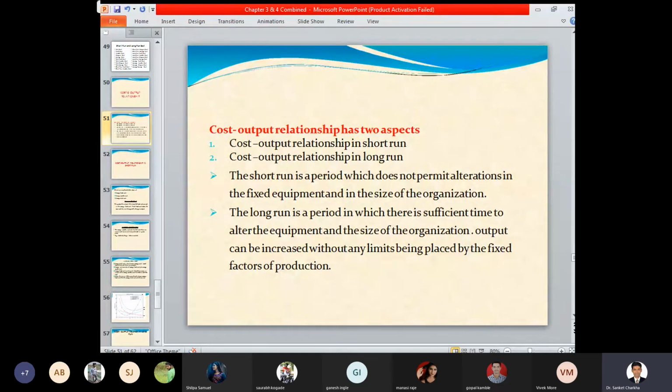So in this case, whenever the location is not changed very frequently, or the factors of production remain very stable and do not alter over a period of time, then such a relationship is called a long run relationship.